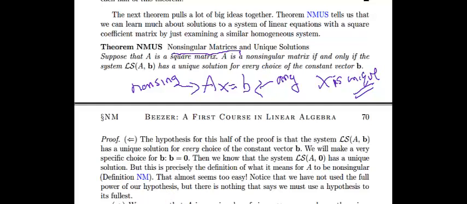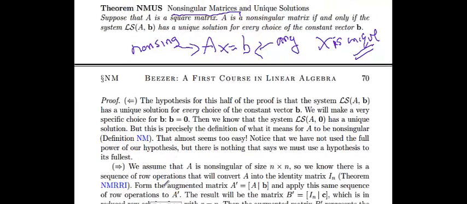Okay, so now we're trying to prove the other way. Let me scroll down a little bit. We're trying to prove this implication here. So that means we're assuming the first statement and deriving the second statement. So this is where we want to go. We start with A as non-singular. We want to show that AX equals B has a unique solution no matter what B is.